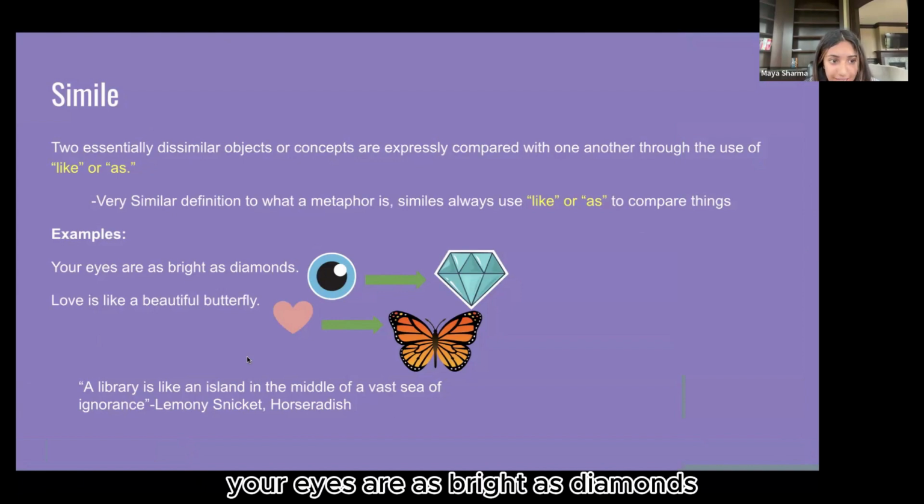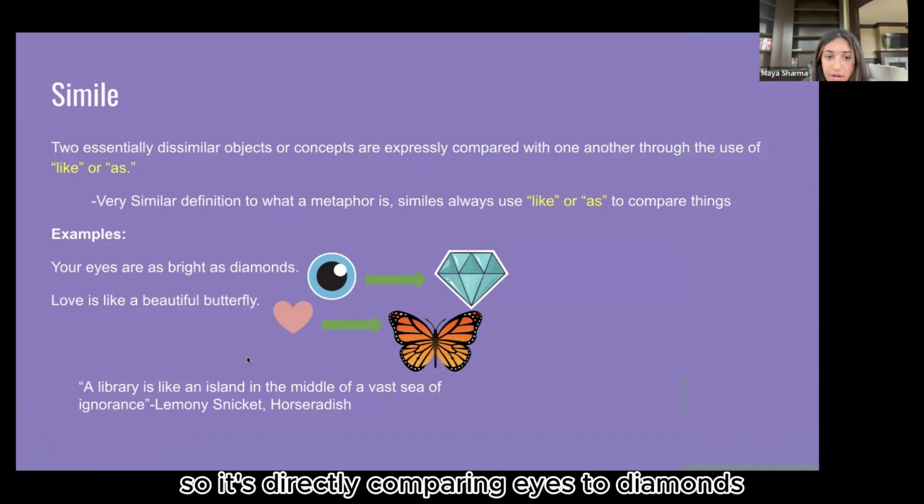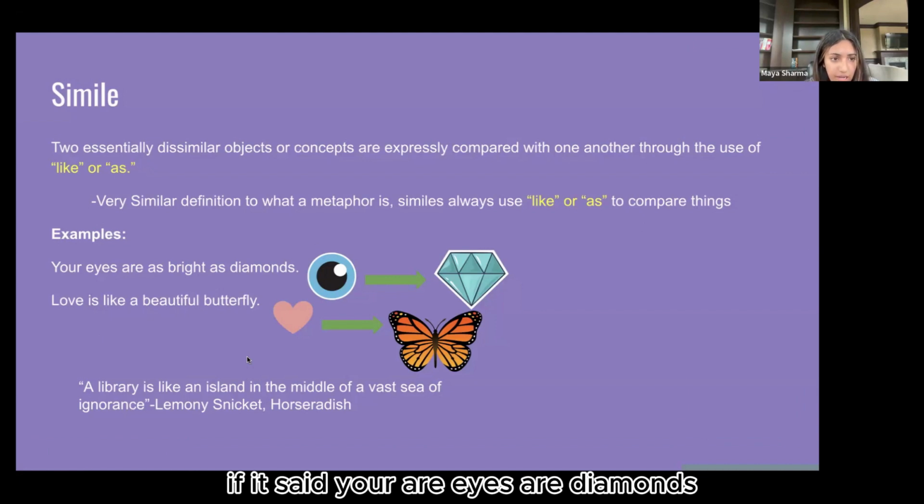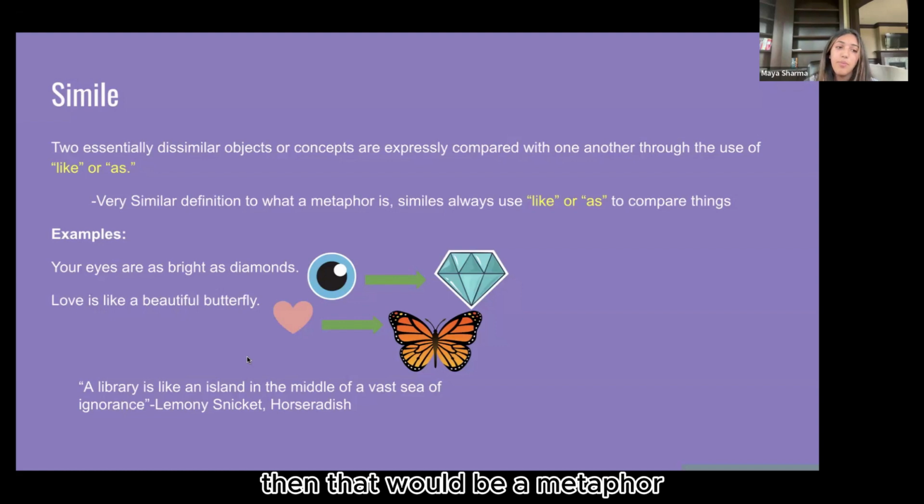Your eyes are as bright as diamonds. So it's directly comparing eyes to diamonds with the use of as. If it said your eyes are diamonds, then that would be a metaphor. And love is like a beautiful butterfly. It's comparing love to a butterfly using the word like.